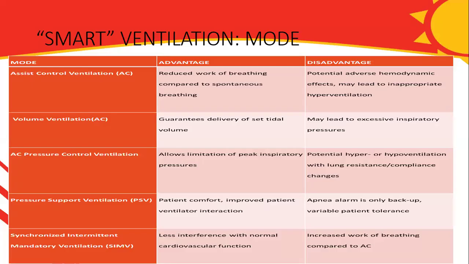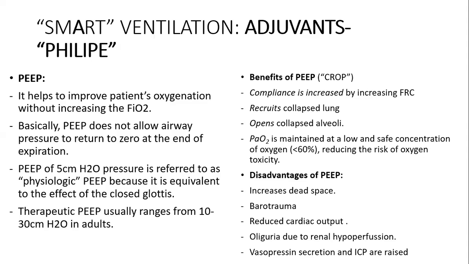Okay, so this is smart ventilation mode, and what's the time now? Oh, we are past the hour mark, and we still have a lot to talk about. Okay, I think we should stop here, and we'll continue with the A. The A of smart ventilation is adjuvants. What are adjuvants? These are other things you can input in your ventilator to get your desired, goal-directed ventilatory needs.